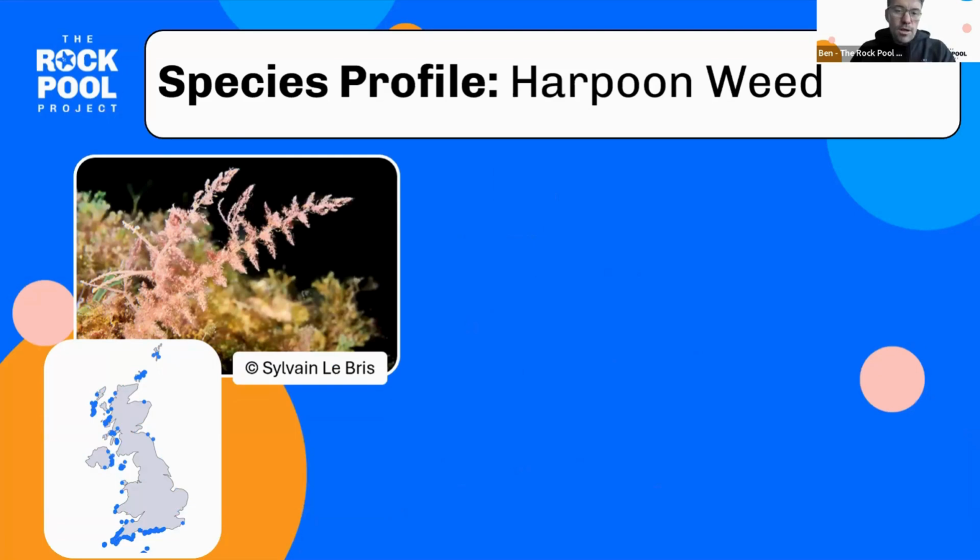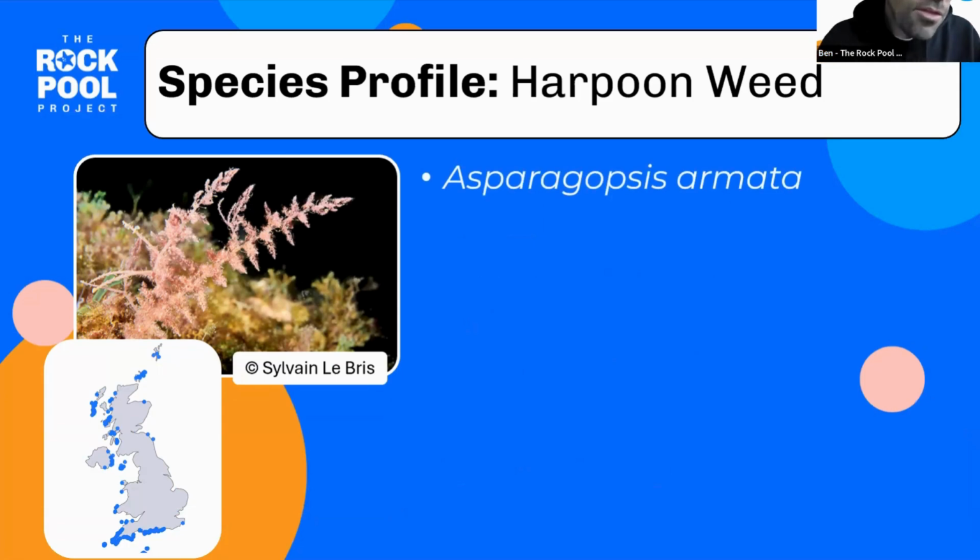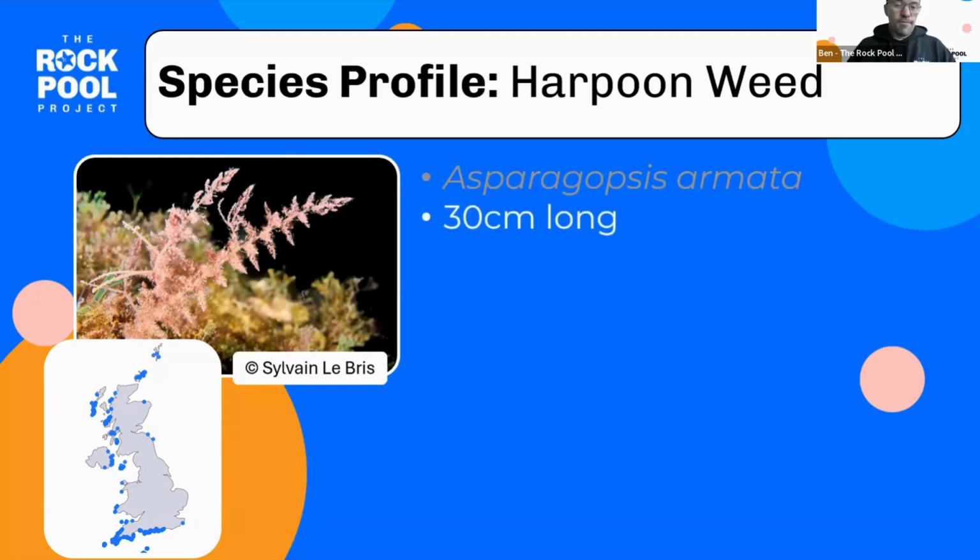Right, harpoon weed. This one's Asparagopsis armata. It's related to Bob Mason's hookweed, and it's a similar colour. The colour that John was mentioning is quite unusual for a red seaweed. It's not really a red seaweed in terms of its colour. It's a pink seaweed, and this one's very common down here in the southwest and spreading up the western coast of the country. Up to 30 centimeters long.